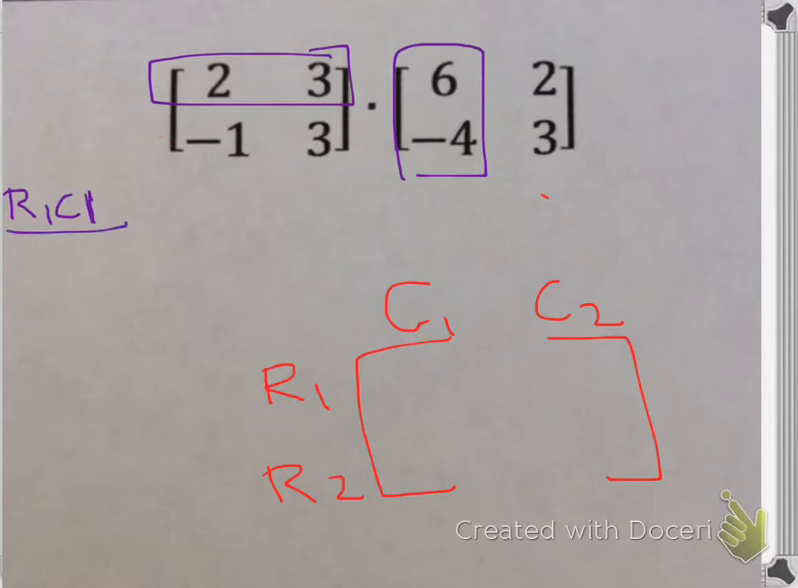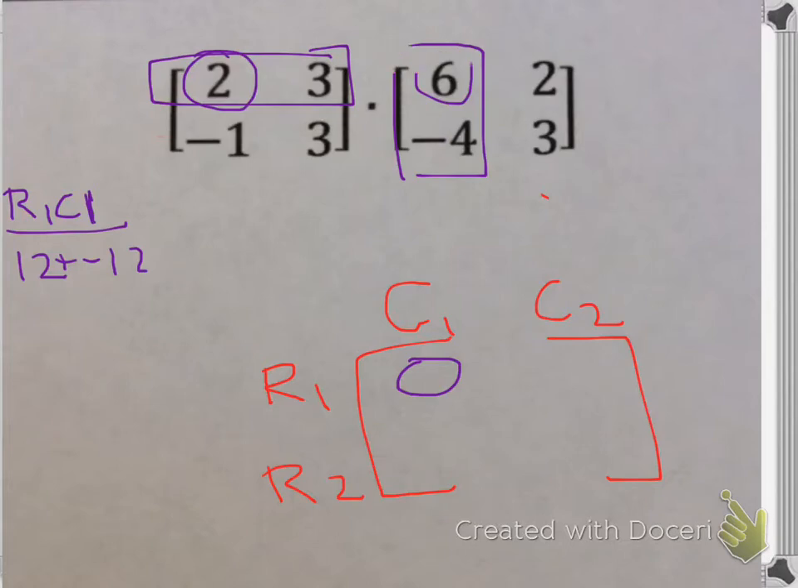When I do row 1 and column 1, I'm going to do the first number, which is 2, times the first number, which is 6. So 2 times 6 is 12. And then I'm going to do the second number, which is 3, times the second number, which is -4. Those multiply to be a -12. And then I'm going to add those together. So 12 plus -12 is 0. That's the first number in my matrix.